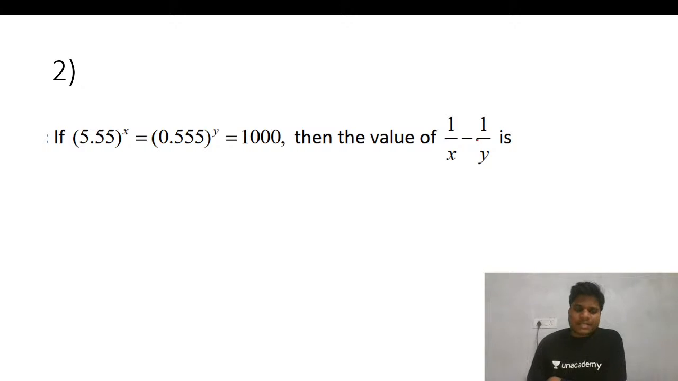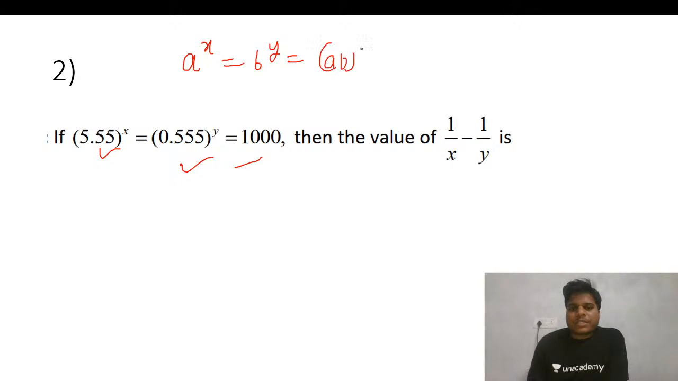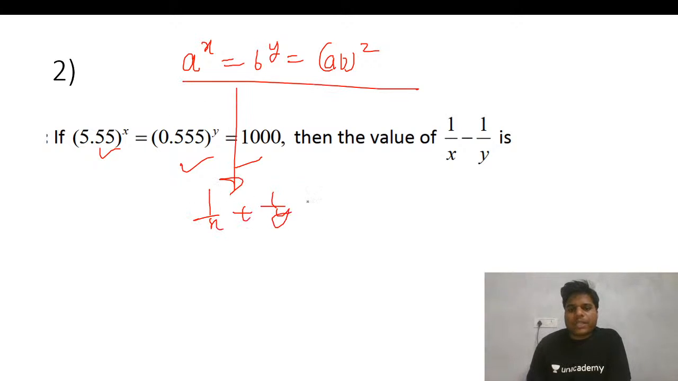Okay, so let's discuss. I think this was enough time. Whenever you see this type of question, suppose let's take a to the power x, b to the power y, and here is ab to the power z. In this type of question, 1 upon x plus 1 upon y equals 1 upon z. So we have to make the same thing here, and this question can be solved very simply.